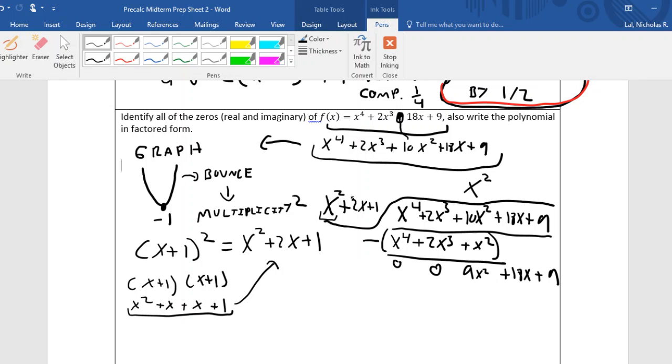Because x squared times 2x is 2x cubed, I take the term that I just multiplied by, I group it in parentheses, and I subtract. 2x cubed minus 2x cubed is 0. Essentially, I multiplied x squared by x squared to get x to the fourth, x squared by 2x to get 2x cubed, and x squared by 1 to get x squared. Because I grouped this term in parentheses, I subtracted down.